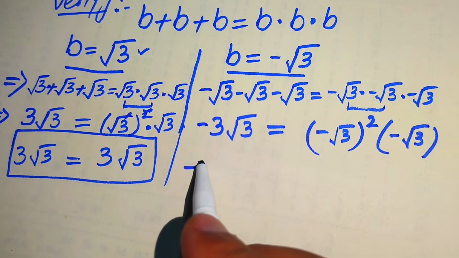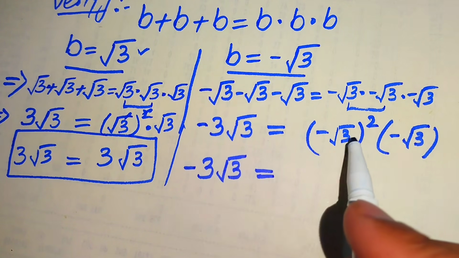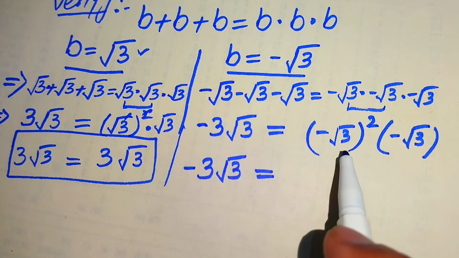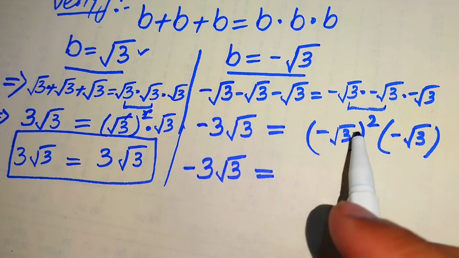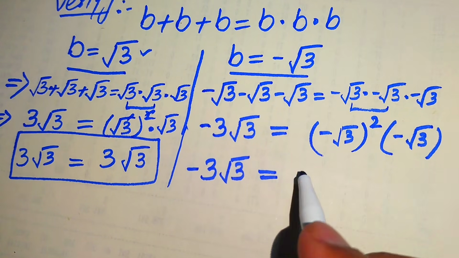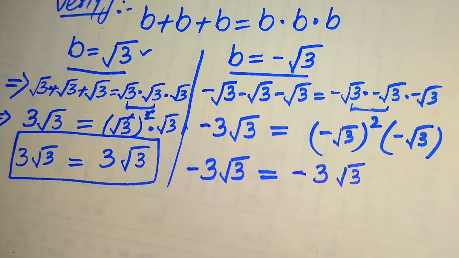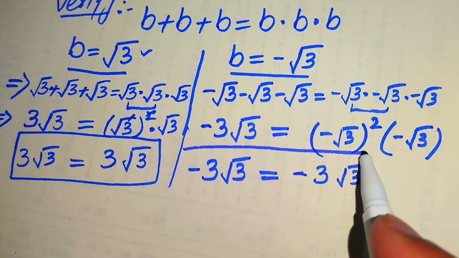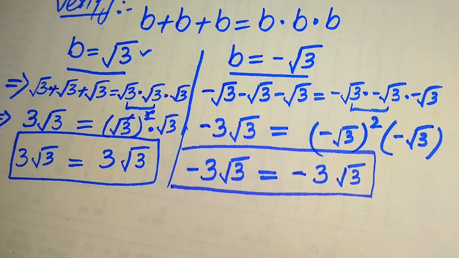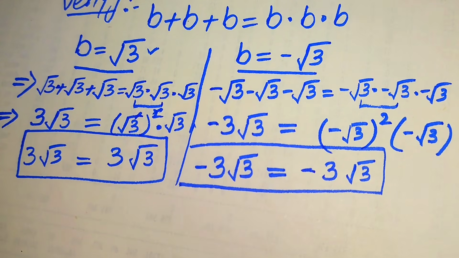So we have minus 3 times square root of 3 is equal to, here you see that the square of a negative term becomes positive, and the square of square root of 3 becomes 3 only, and this negative sign gives minus 3 times square root of 3. So again you see that both sides are equal. It means that the second value of b also satisfies our given question statement.